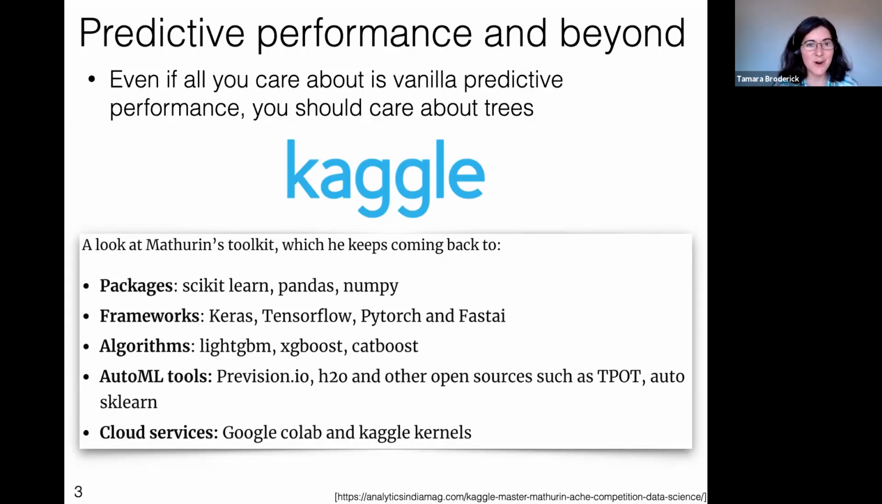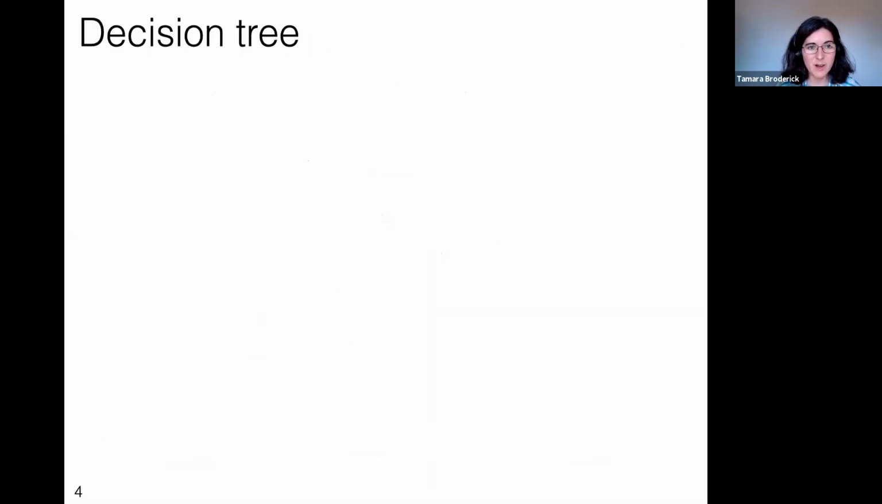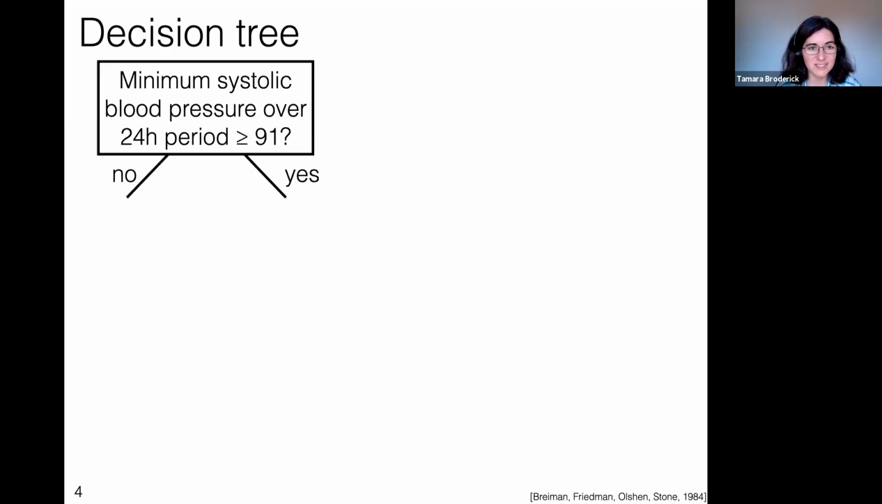Okay, so at this point, hopefully you're motivated to hear about what is a tree and what is an ensemble of trees. And so that's what we're going to do today. Okay, so let's start with what is a decision tree? Well, a decision tree is basically just a presentation of a series of decisions in a tree. So let's start with that, and then we'll nail down exactly what it is.